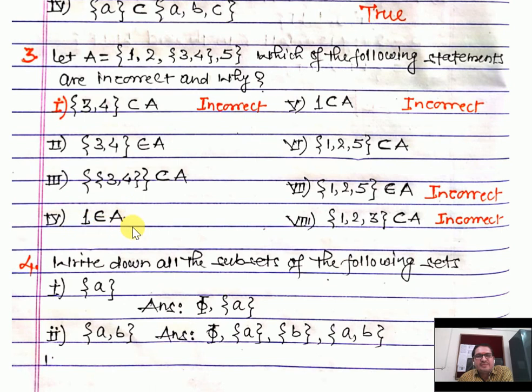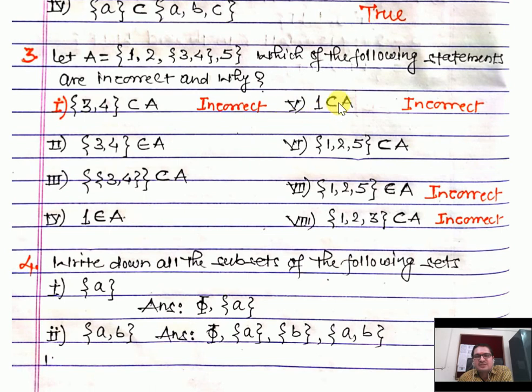1 is the element of A. Yes, it's correct. 1 is the subset of A. It's incorrect. If you want to write this relation, you have to write 1 in the set form. Set form means curly bracket should come. If you are writing in this way, then you can write like this, 1 is the element of A. If you are writing it is the element of A, then it's okay.